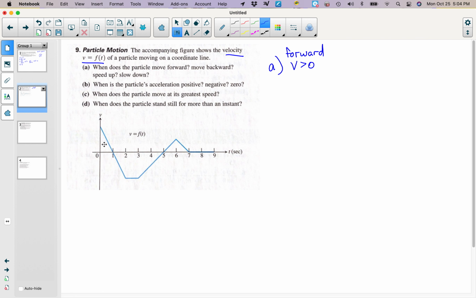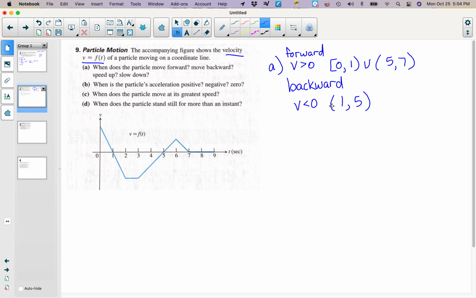So the velocity is positive anytime that my graph is above the x-axis. So that's going to occur from 0, and we could actually include the 0, so from 0 to 1, and then from 5 to 7, if I write that in interval notation. So we would have anytime that it is above the x-axis. So when is it moving backward? If it's moving backward, the velocity is negative. So we're looking for below the x-axis. So we've got from 1 to 5 is where it would be moving backward.